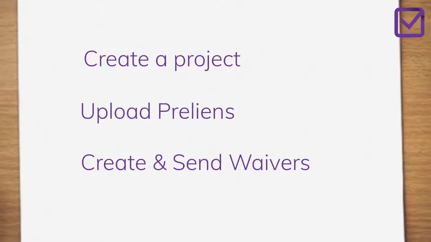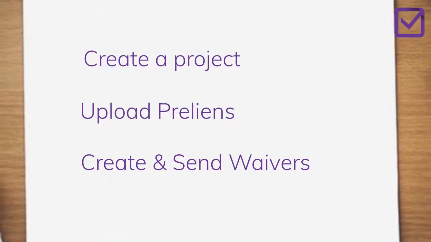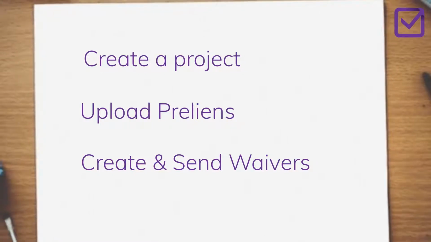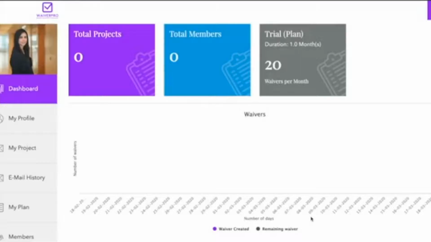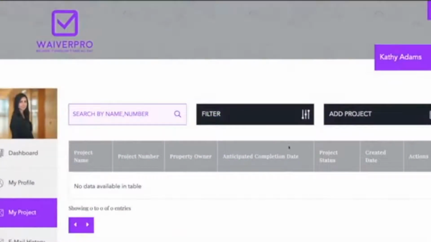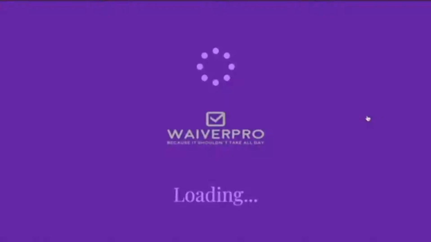This demo will focus on three key areas: creating a project, uploading pre-liens, and then of course creating and sending the waivers out. The Waiver Pro software is designed to mimic the standard practice of most people that are doing waivers, and that comes down to starting a project. So you're going to go to your dashboard and you're going to add a new project.